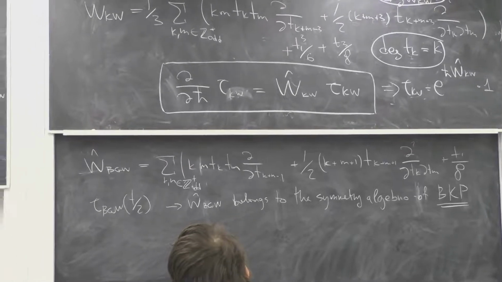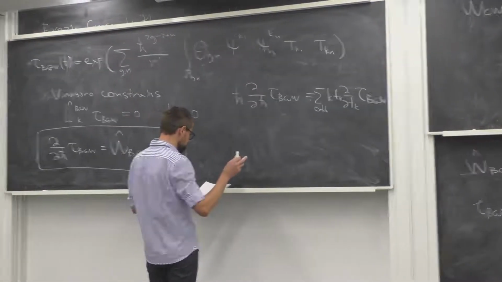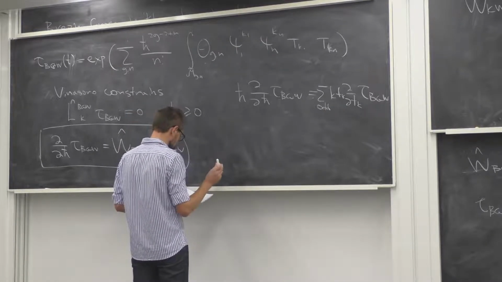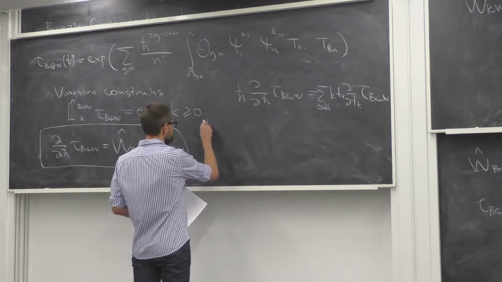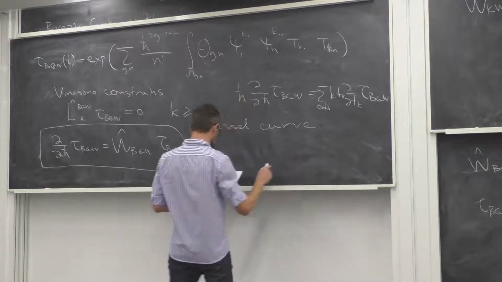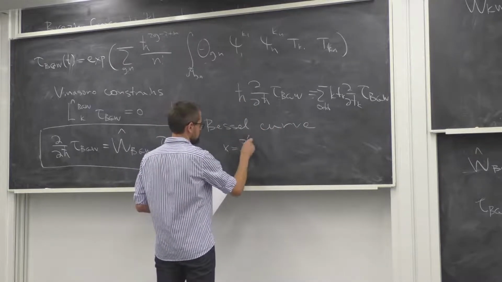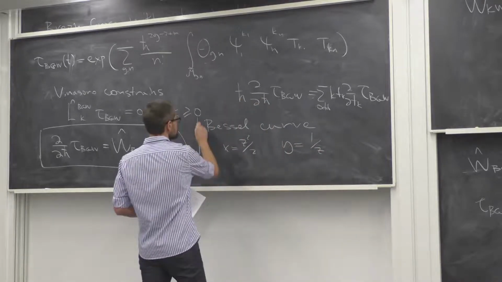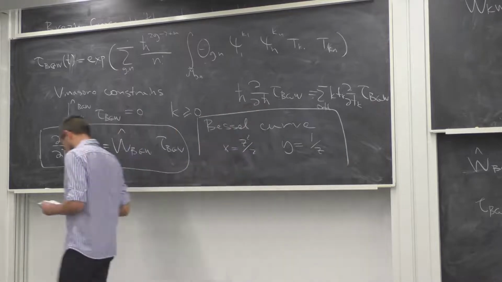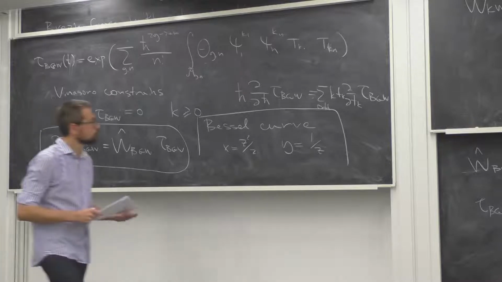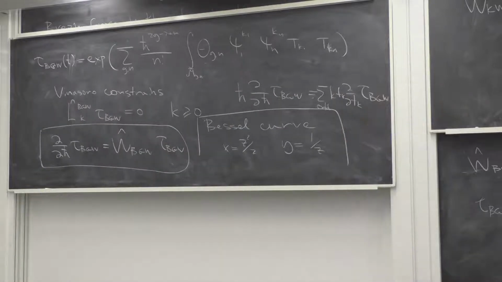Let me mention that from the point of view of Chekhov and Eynard topological recursion, this partition function is a generating function on the Bessel curve. Let x be z squared over 2 and y be 1 over 2. Any questions?